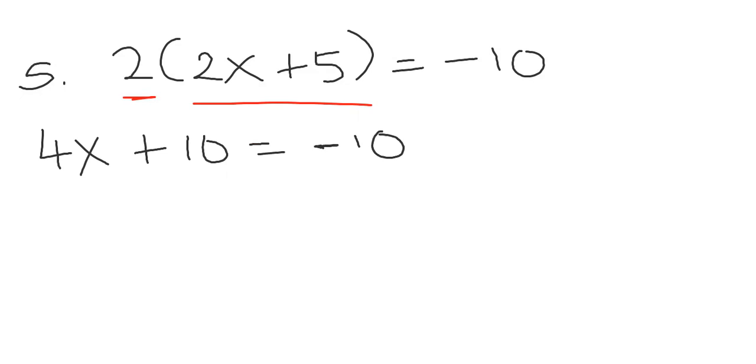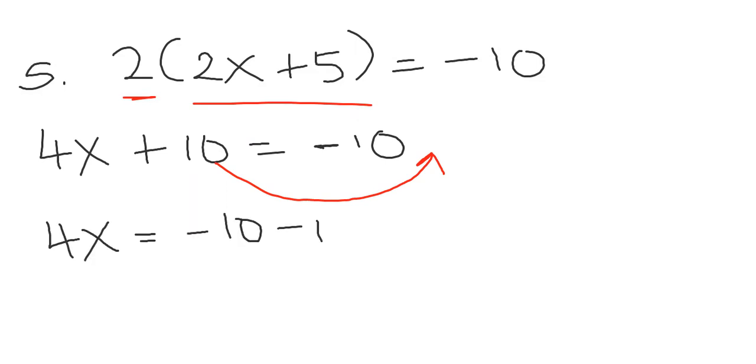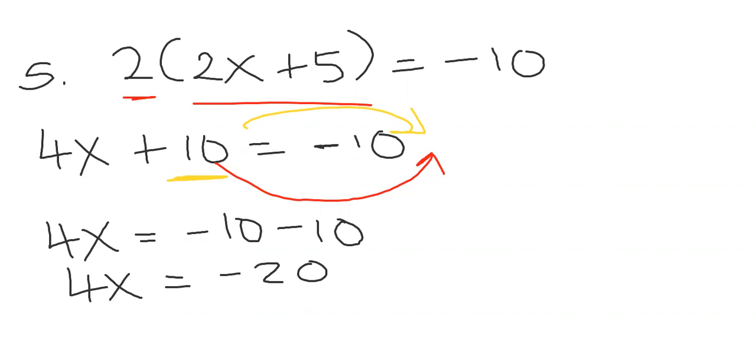Then the next thing that follows is we collect like terms. Take that 10 to that side, because the negative 10 and the 10 are like terms. Rewriting our expression, we now have 4x is equal to negative 10 minus 10, because this 10 is positive, so when it gets to this side it becomes negative. That gives us negative 20. We want to find the value of x, not the value of 4x.